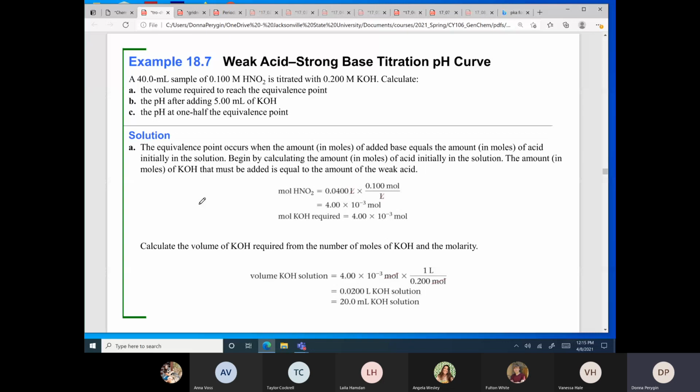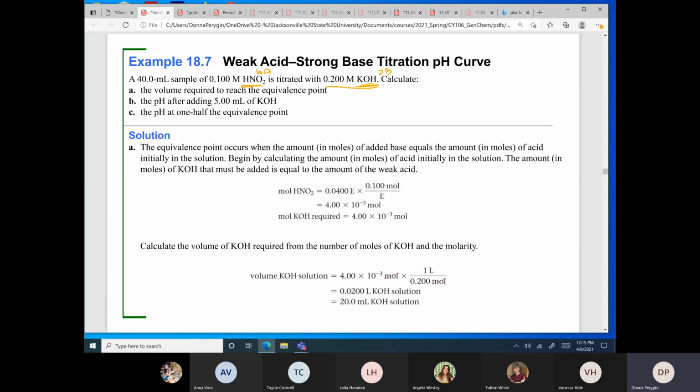Weak acid, strong base titration curve. A 40 milliliter sample of 0.1 molar nitrous acid is titrated with 0.2 molar potassium hydroxide. So this is a weak acid, and this is a strong base. For every 1 mole of potassium hydroxide, we're going to pull off 1 mole of hydrogens.